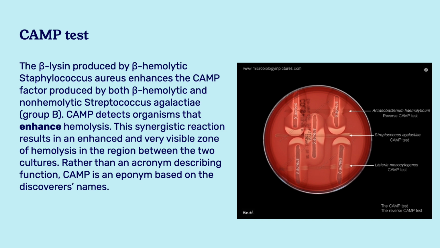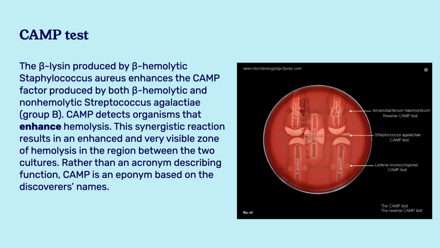Now let's move on to the CAMP test, a classic and very testable method for identifying group B streptococci. The CAMP test is used primarily for identification of Streptococcus agalactiae, which is Lancefield group B. Here's the principle. A known strain of Staphylococcus aureus is struck down the center of a sheep blood agar plate. Staph aureus produces beta-lysin, which causes incomplete hemolysis of red blood cells.